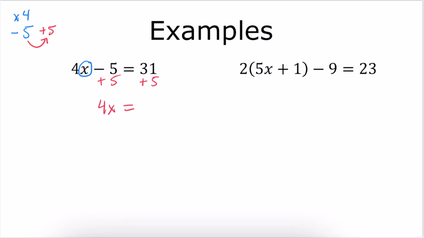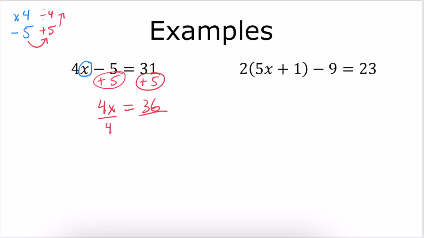And then 31 plus 5 gives me 36. And again, remind students that you have to add it to both sides of the equation. Otherwise, the new equation will not be true. Then you continue working backwards, and you undo the multiplication of 4 by dividing both sides by 4.